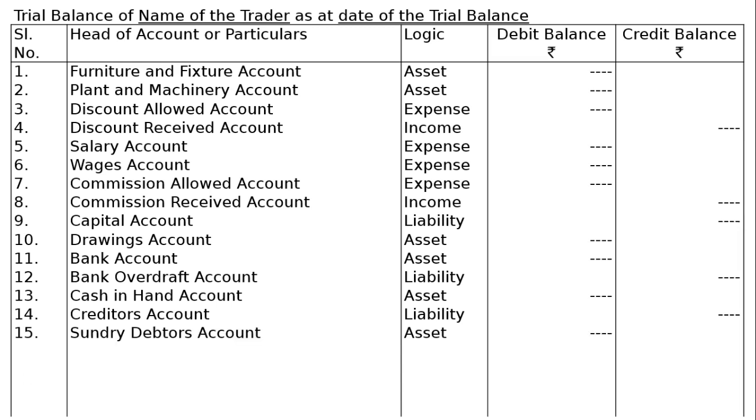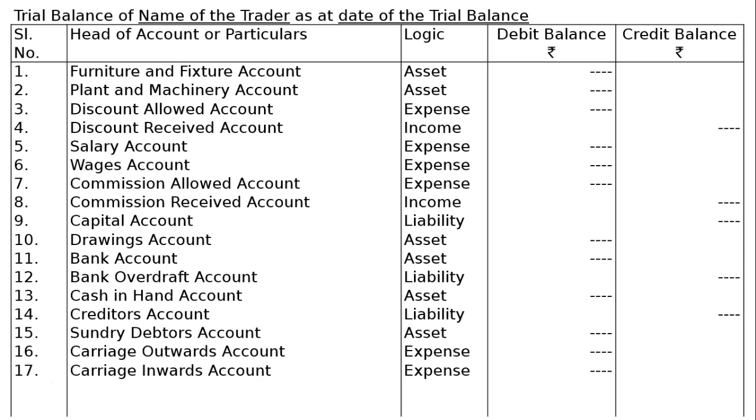15th is sundry debtors account. Sundry debtor is an asset and assets are debit balances. 16th is carriage outwards account, it is an expenditure, all expenses are debited and these are the debit balance. 17th is carriage inwards account. Carriage inwards account is an expense and all expenses are debited.